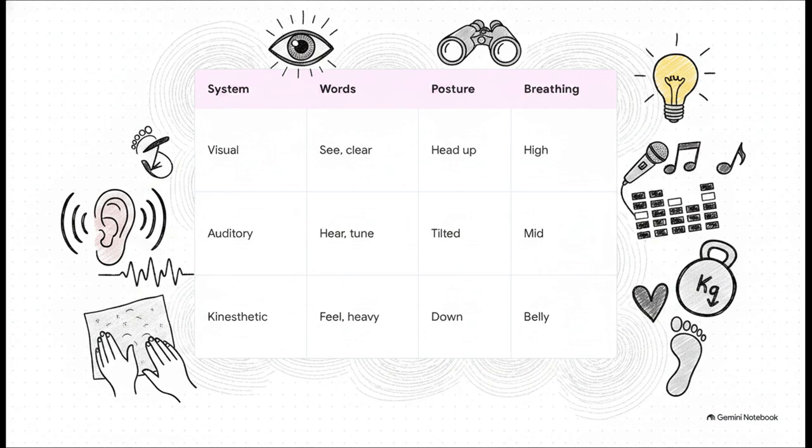Finally, kinesthetic people process through feelings. Their go-to words are touch, heavy, or smooth. They often look down, lean into conversations, and take really deep belly breaths. It's fascinating. By just observing someone's posture, their breathing, and their vocabulary, you can literally start speaking their language.